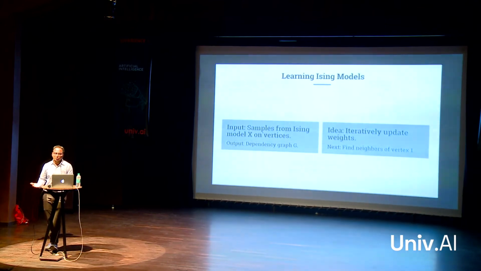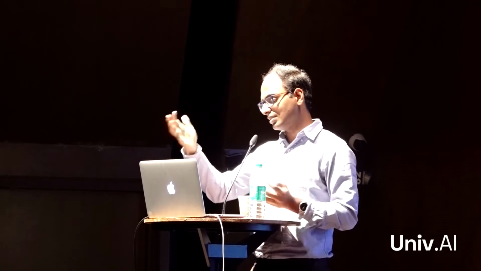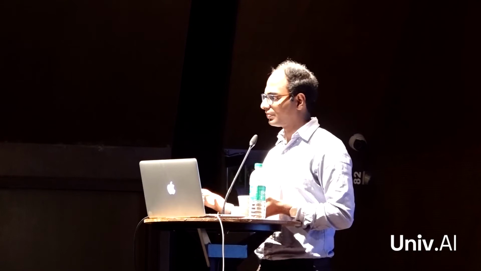So what is our goal? Our goal is to learn the dependency graph given samples from an Ising model. So how do you learn this? The idea is very simple. We'll try to iteratively update the weights of the edges. There are some edges that we don't know. We'll start out with some random guess for what these weights should be, and then we'll slowly increase or decrease these weights based on the samples that we see. Okay?